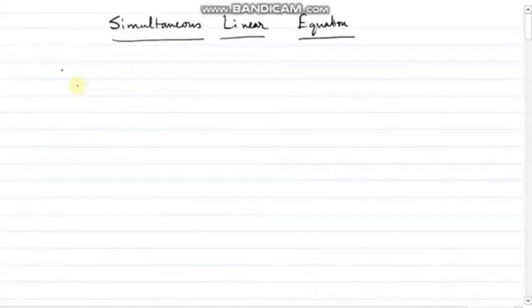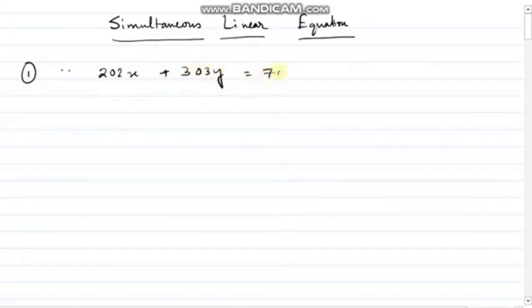Hello everyone. In this video we are going to discuss a couple of typical simultaneous linear equations which need a separate method to solve. Suppose the first equation that we will solve is 202x plus 303y equals 707, and the second equation is 303x plus 202y equals 808.